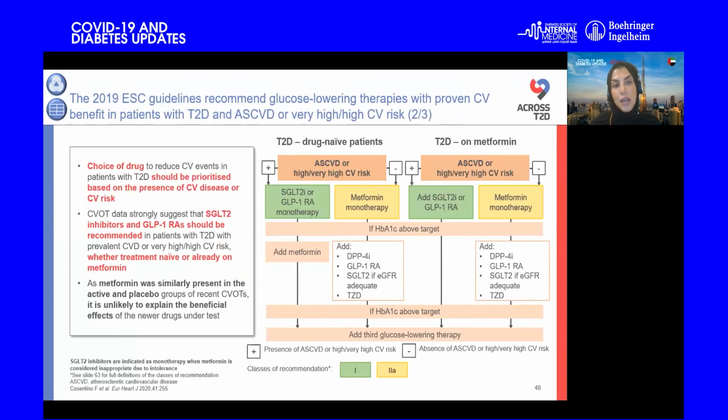Moving to the 2019 ESC guidelines, in which they have clearly mentioned that the choice of drug to reduce cardiovascular events in patients with diabetes should have the highest priority based on the presence of cardiovascular disease or cardiovascular risk. Cardiovascular outcome data strongly suggests that SGLT2 inhibitors and GLP-1 receptor agonists should be recommended in patients with type 2 diabetes and prevalent cardiovascular disease, or at very high or high cardiovascular risk, whether the treatment is naive or already on metformin.